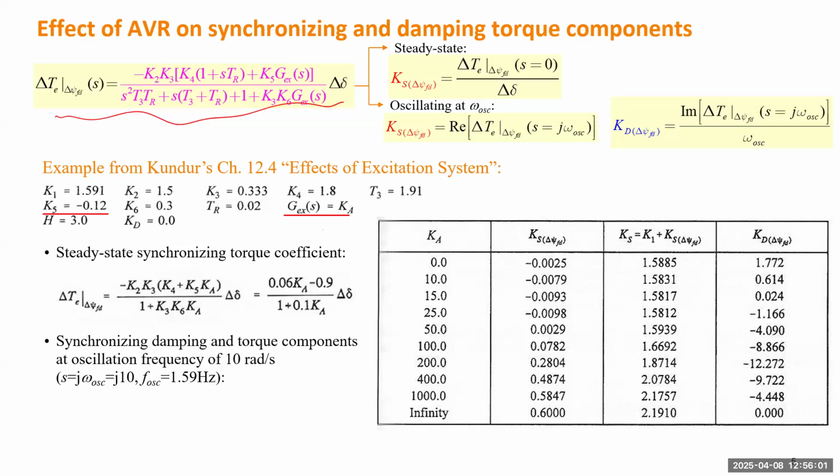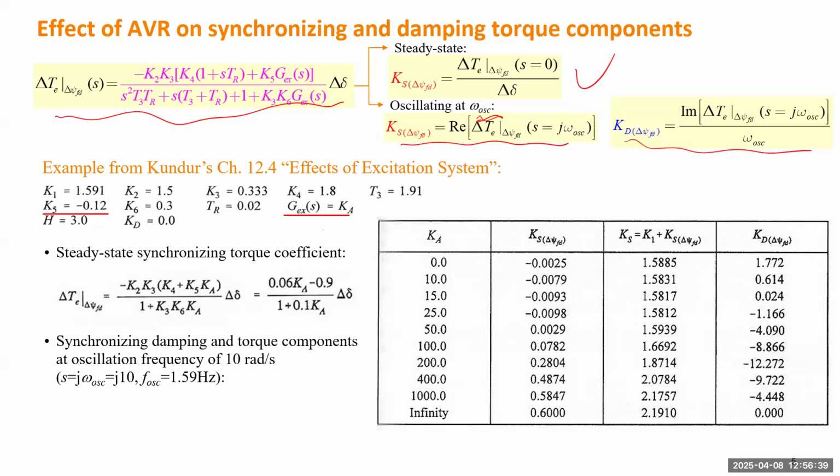And this can be very useful to determine the components in parallel with the angle deviation, or in parallel with the speed deviation. The first component will be the synchronizing torque. The second component will be a damping torque. For steady state condition, there's no oscillation, or oscillation can be ignored, so we only have synchronizing torque or synchronizing coefficient.